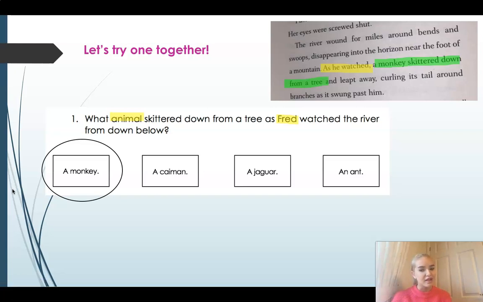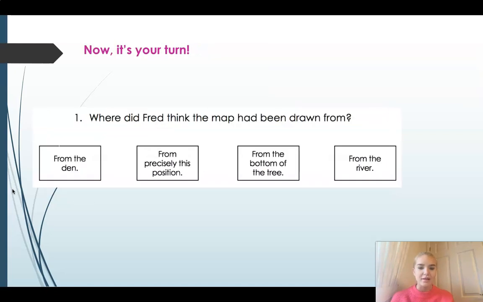So I have just demonstrated then how we can retrieve information from a text. I would like you to have a go here and answer the question, where did Fred think the map had been drawn from? Pause the video and have a think. Okay, so we can highlight the keywords first of all. We know the word where is a key word. It's talking about a place. So we know that we're looking for a place. Now also the map. Map is also a key word here. We are looking for a map being spoken about in the text, but also being drawn from.